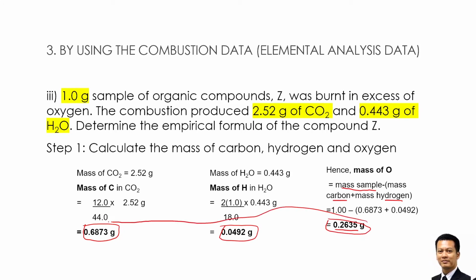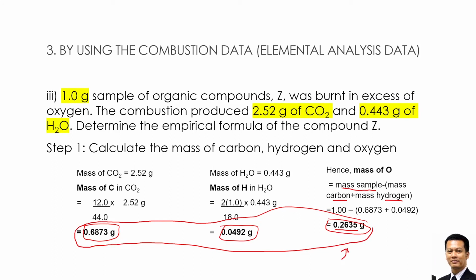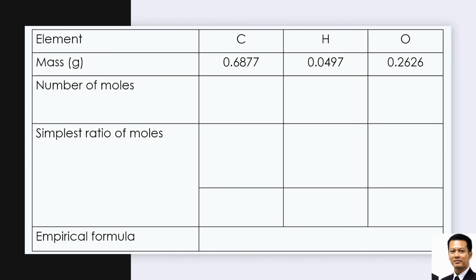Now if you add up all this, mass of carbon, mass of hydrogen, mass of oxygen, all this must be equal to mass of sample, which is 1 gram. So you try to add up. You should be able to get 1 gram, because that is the mass of sample that contains carbon, hydrogen, and oxygen. So this is step 1. Okay, step 2.